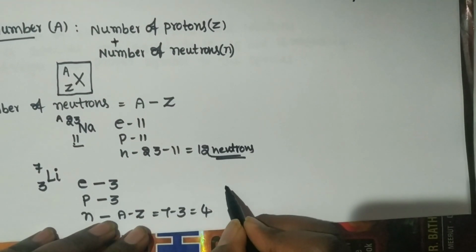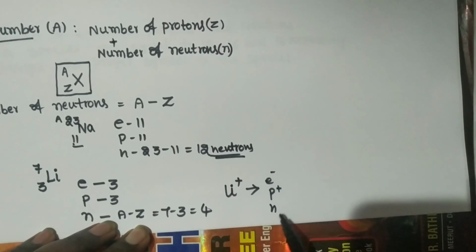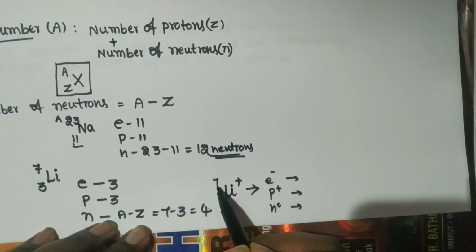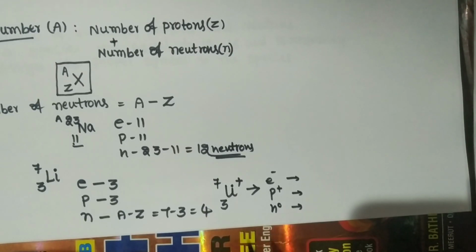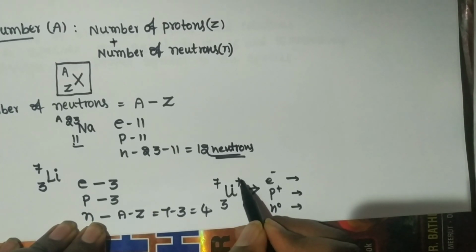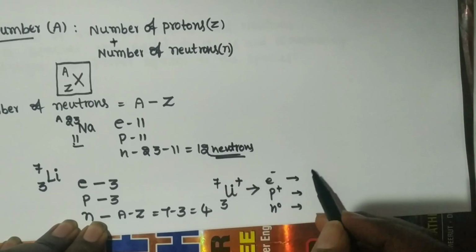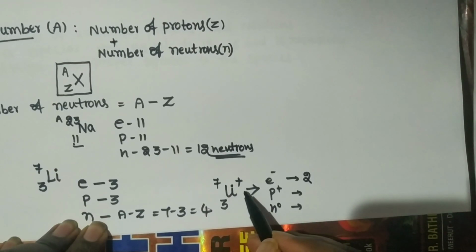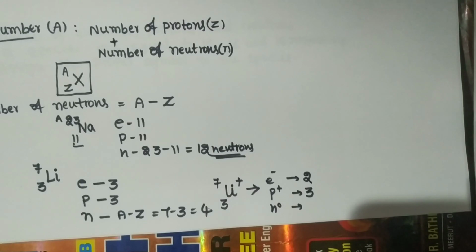For example, we can write Li+. How many electrons, protons and neutrons does Li+ contain? Here also the atomic number is 3 and mass number 7. The number of electrons is not 3 because it is a cation. Lithium contains a positive charge, so it is not neutral here. Positive means it lost one electron. So the Li+ ion, a cation, contains 2 electrons because one positive charge is there: 3 minus 1 is equal to 2. Protons remain 3 because it will never lose or gain protons.